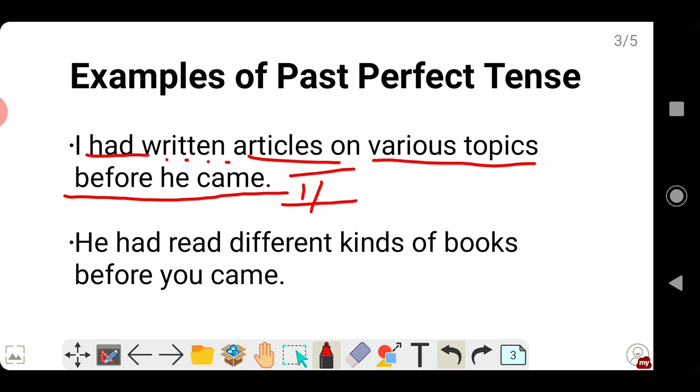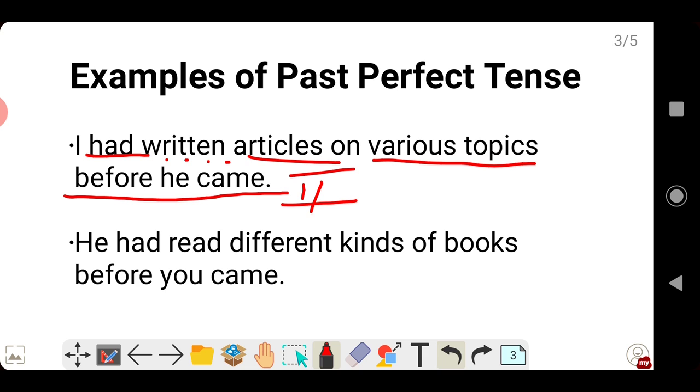Past indefinite tense is also called simple past tense, and we have already studied it. In case you have not seen those video lessons, please go back and watch them, because they are really going to help you in the journey of your spoken English. So first, I had written articles on various topics before he came. As I said, there will be two sentences altogether. The first one is past perfect tense, and the second one is past indefinite tense.